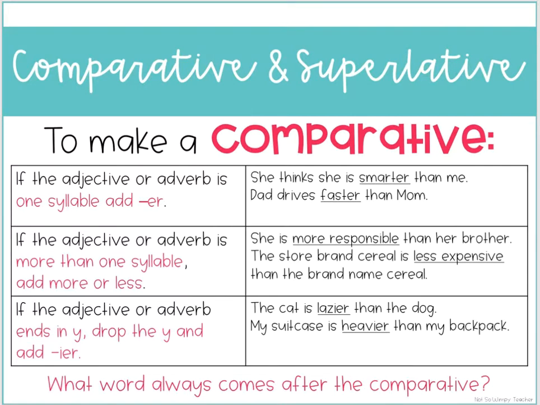I'm sorry. If the adjective or adverb ends in y, you drop the y and add ier. So in the first example, it's lazy, and it's changed to lazier. The cat is lazier because we dropped the y and added ier. And my suitcase is heavier than my backpack. Heavy was the original word, and it changed to heavier.